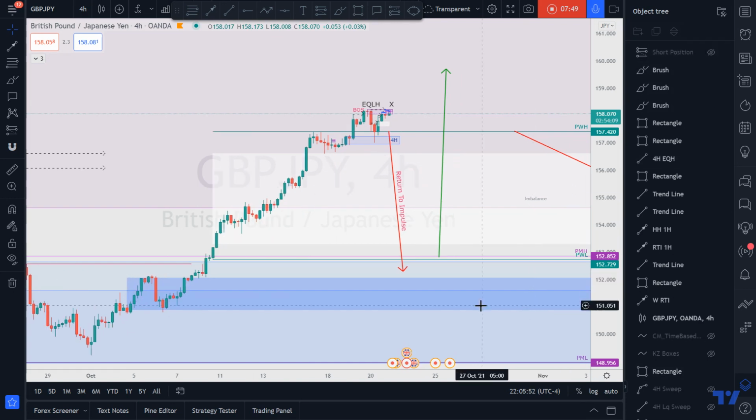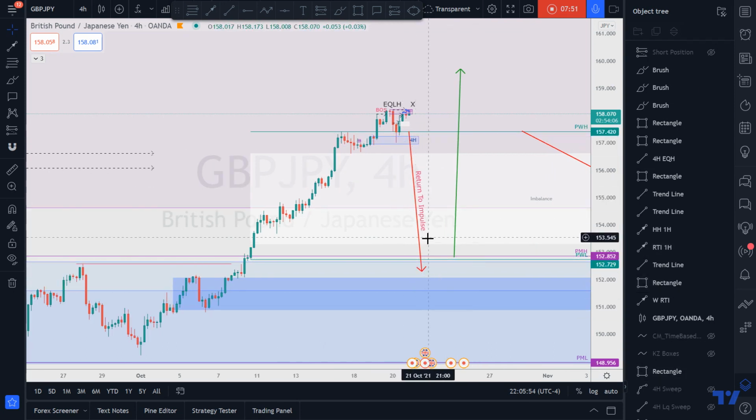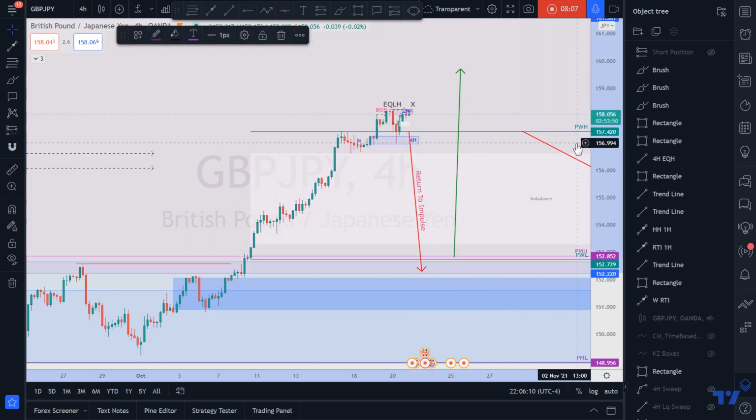Okay, now we have a return. We're looking for this return to the impulse to this daily order block here. That's what we're looking for, and that happens to also be where the previous monthly high and the previous weekly low is also located. So this is a prime area.